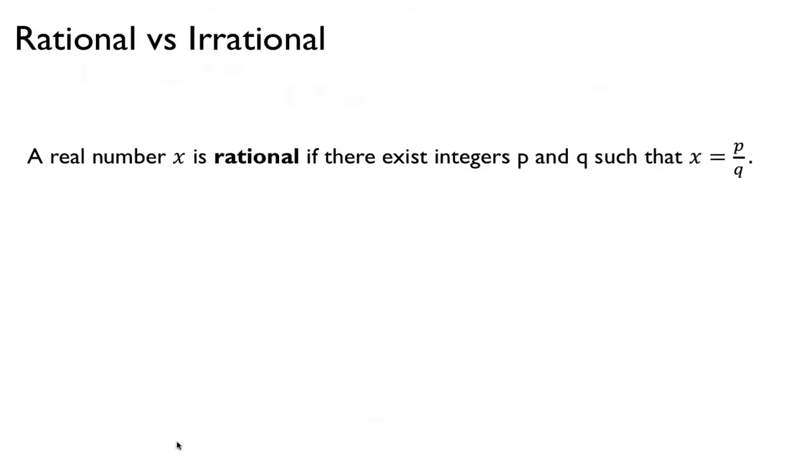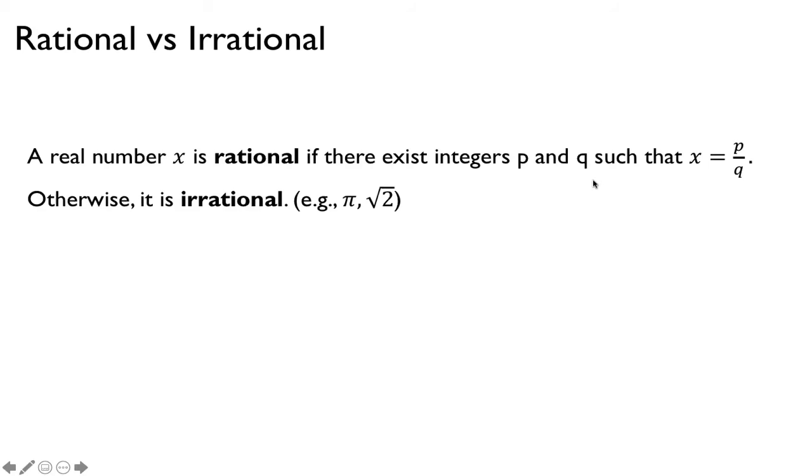Rational versus irrational. A real number x is rational if there are integers p and q such that p divided by q is x, and otherwise it's irrational. For example, pi or root of 2. These cannot be expressed as a quotient of 2 integers.